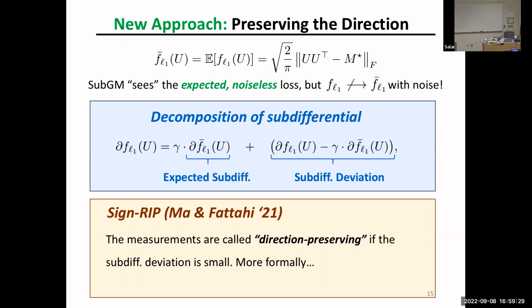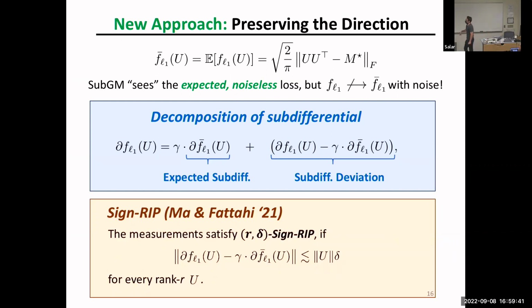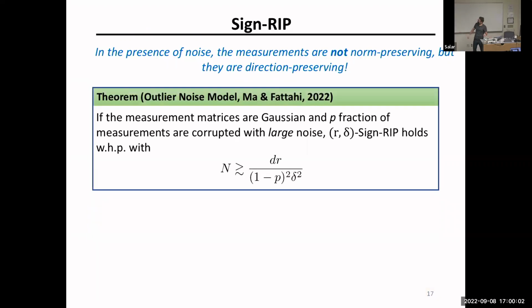If it just happens that this subgradient deviation is small, then we say we satisfy sign RIP. The formal definition is that this subdifferential deviation is upper bounded by the norm of u times delta, for some delta, where delta is a parameter for sign RIP and R is an upper bound on the rank of u. Theorems like this are uniform results, meaning that they must be satisfied for any choice of u of rank R.